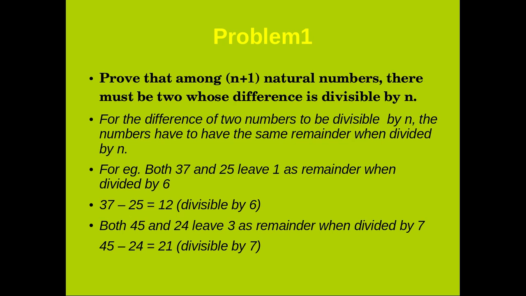Let's take the example of 37 and 25. Both when divided by 6 leave the remainder 1. Thus, when 25 is subtracted from 37, it gives 12 which is divisible by 6. Again, 45 and 24, when we divide them by 7, leave 3 as the remainder. By subtracting them, we get 21 which is divisible by 7.